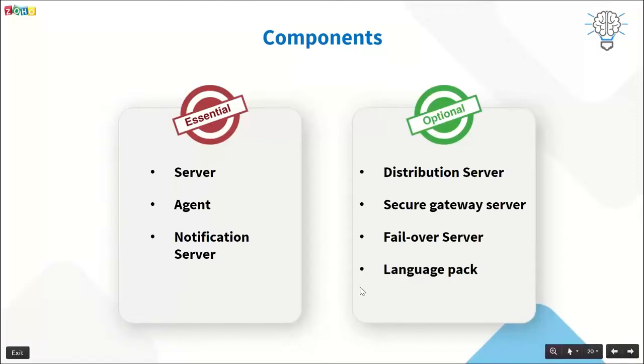You also have a few other additional or optional components for using Desktop Central. One of them is your distribution server, your secure gateway server, your failover server, and your language packs. We'll discuss this in detail when we see the architecture of the product.